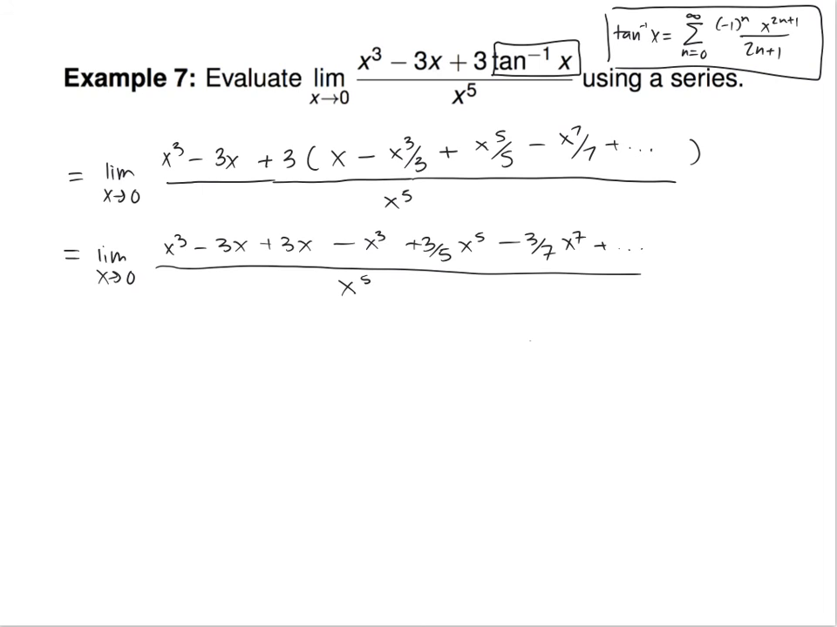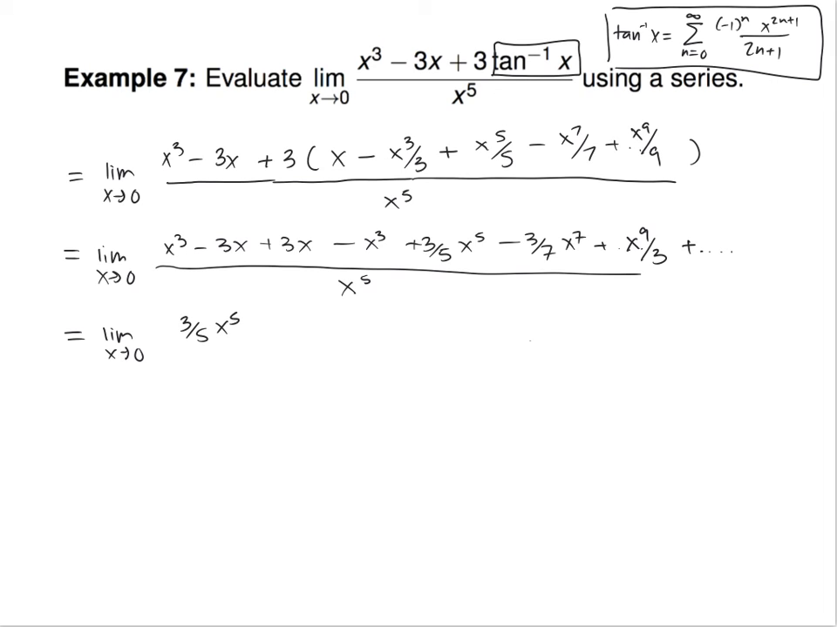And actually, let's just list one more. The next one would be x to the 9th over 9, right? So I'd have plus x to the 9th over 3, right? The powers that come after x to the 9th, are they bigger or smaller than 9? Bigger. Okay, does anything cancel? The x cubed cancels. And what else? 3x. The limit as x goes to 0.